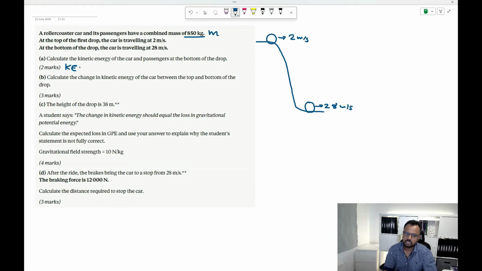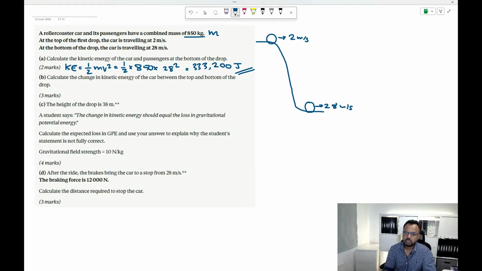Now, guys, that's really easy. Kinetic energy is equal to half mv squared, which is half times 850 multiplied by 28 squared. So let's use the calculator. Half times 850 times 28 squared gives me 333,200 joules. I got the same answer from Arkadas and Jaturna and Nayan. All of you. Well done.